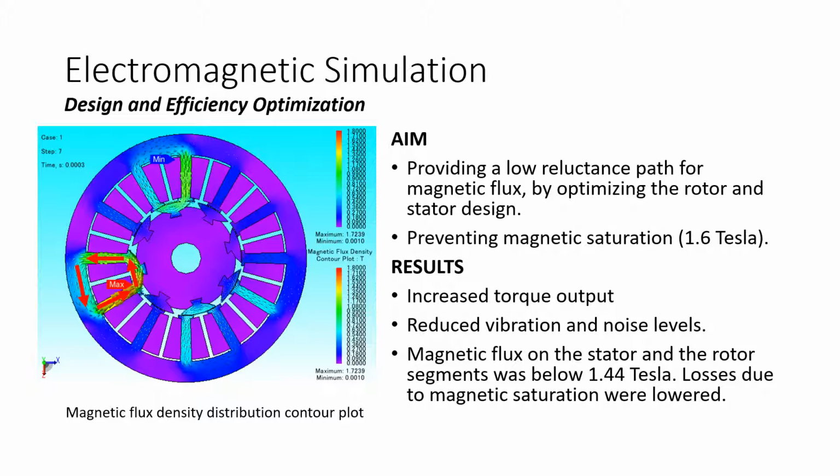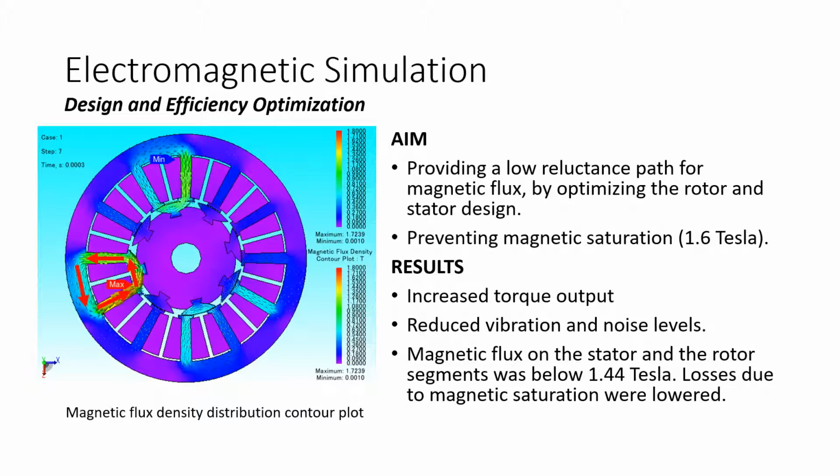So after optimizing the design, we saw that the magnetic flux on the stator and the rotor was below 1.44 Tesla on average, and hence losses due to magnetic saturation were lowered. And as you can see, as represented by the red arrows on the figure, this is the path which was taken by the magnetic flux lines after optimization.